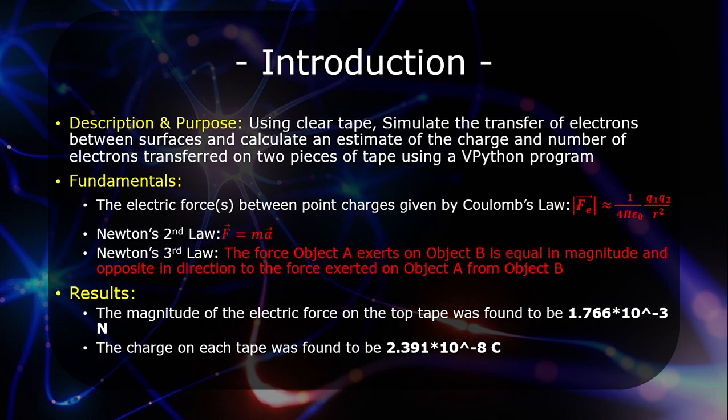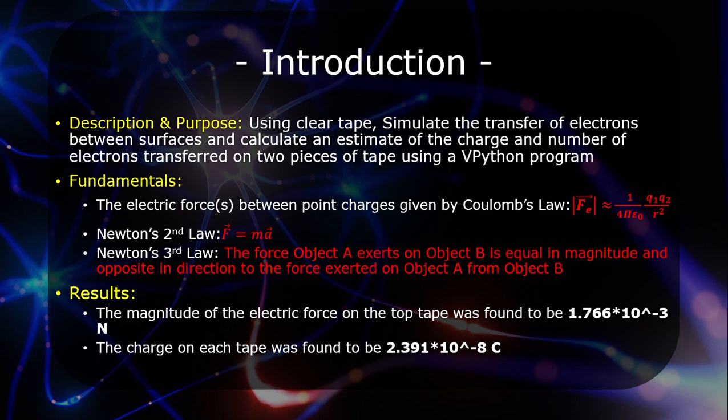Introduction. The purpose of the experiment was to use clear tape and simulate the transfer of electrons between surfaces, and calculate an estimate of the charge and number of electrons transferred on two pieces of tape using a VPython program. Some fundamentals behind the experiment are that the electric force between point charges is given by Coulomb's law, which is Fe equals k times the first charge times the second charge over r squared.